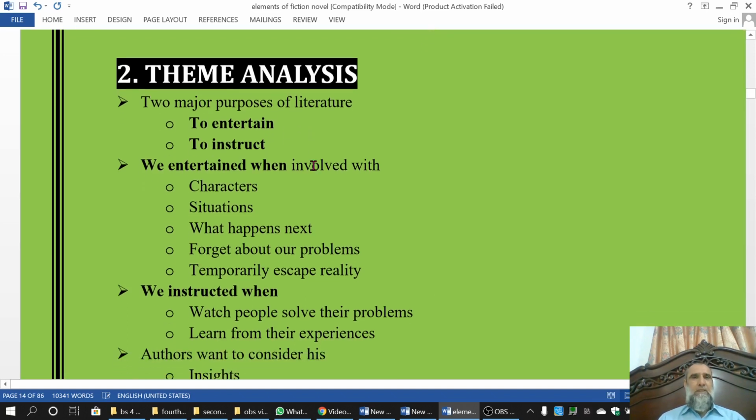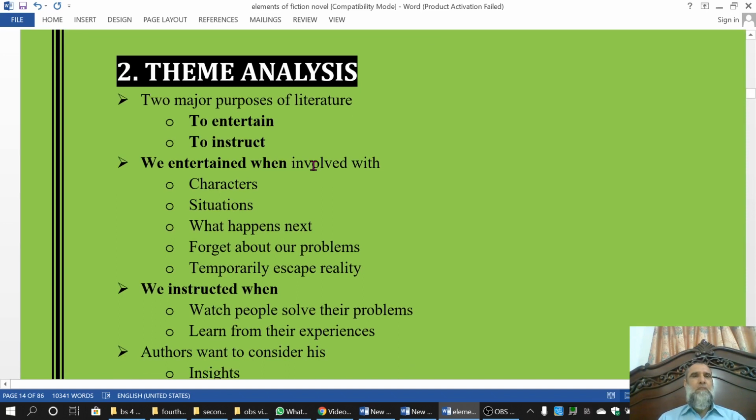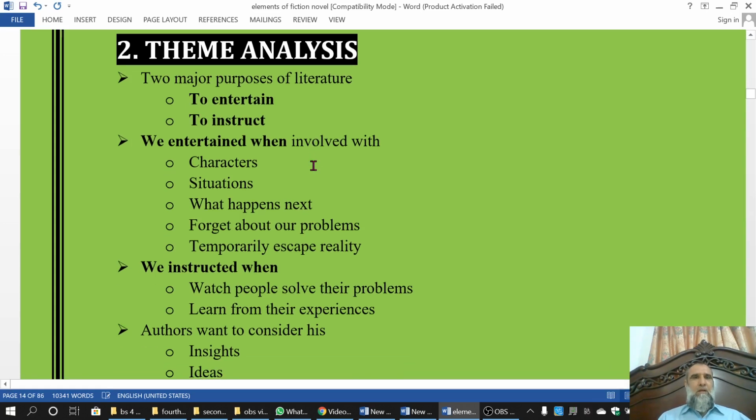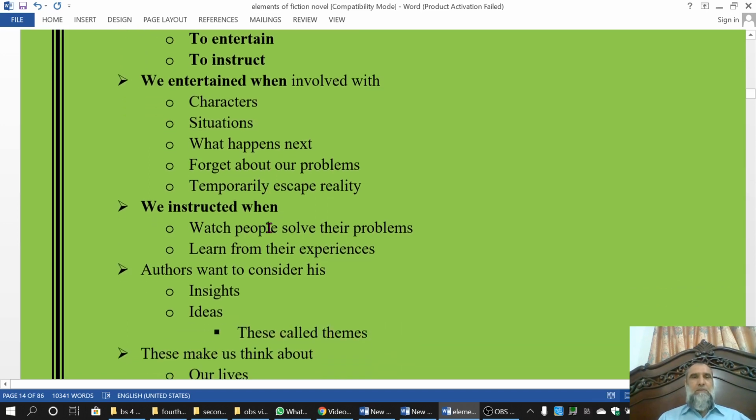The second reason can be instruction. We can get instructions from a piece of novel or story. When are we entertained? We are entertained when we get involved with the situation of the characters. We get involved even with the characters. Then we start asking what will happen next.